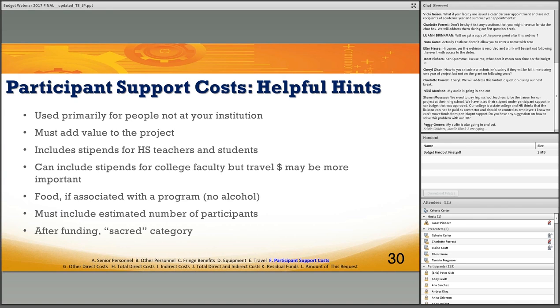Okay, so hello again, everybody. One of the big things is if you're requesting funds in participant support, please provide the number of participants. That's another common mistake that happens.